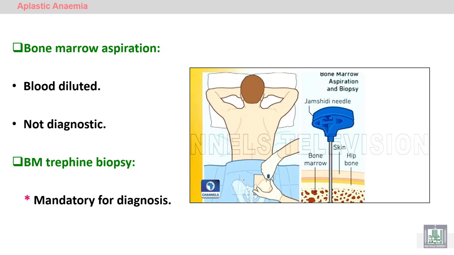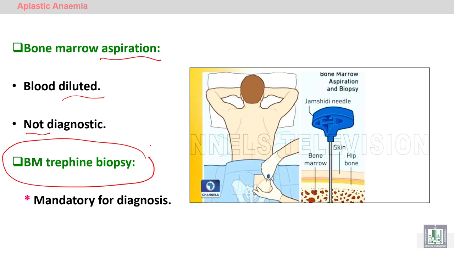Bone marrow aspiration, taking bone marrow fluid, is not diagnostic, because the sample of the bone marrow aspiration would be diluted by blood, so it is not conclusive and not diagnostic. But the confirmative test is the bone marrow trephine biopsy, taking bone marrow tissue. It is confirmatory and mandatory for diagnosis.